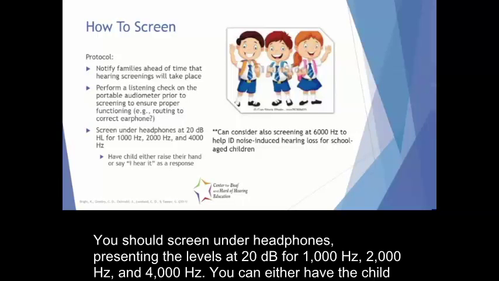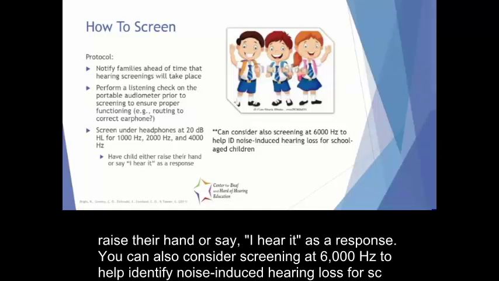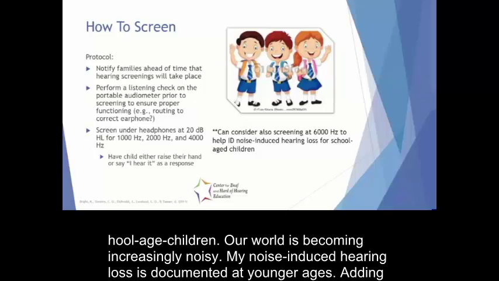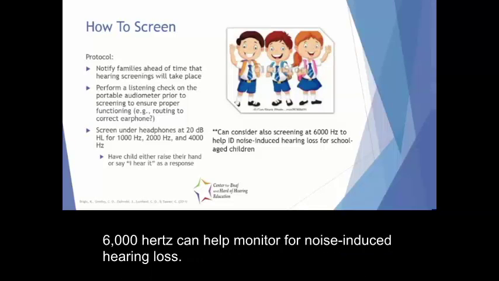You should screen under headphones, presenting the levels at 20 dB for 1,000 Hz, 2,000 Hz, and 4,000 Hz. You can either have the child raise their hand or say, "I hear it," as a response. You can also consider screening at 6,000 Hz to help identify noise-induced hearing loss for school-aged children. Our world is becoming increasingly noisy. More noise-induced hearing loss is documented at younger ages. Adding 6,000 Hz can help monitor for noise-induced hearing loss.